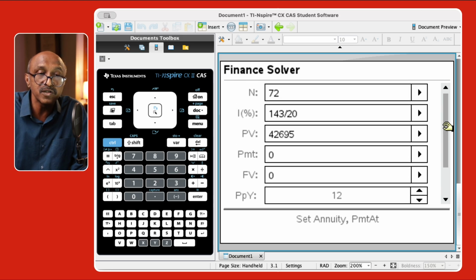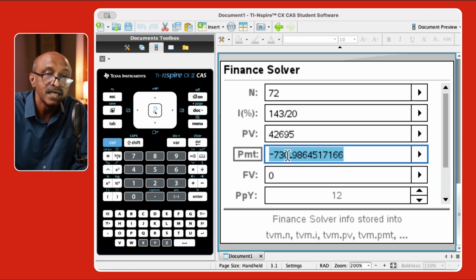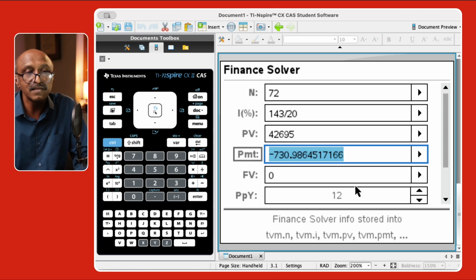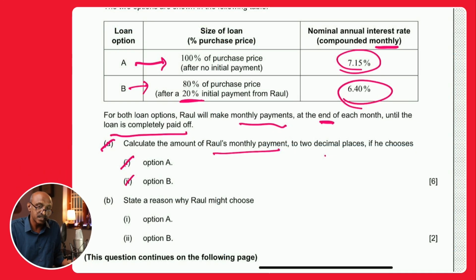Let's come back to the payment because that's what we are going to calculate. And remember, it's going to show in the negative sign when I hit enter. And it shows negative 730.98. I think the question said answer to 2 decimal places. Is that right? Let me just check that. To 2 decimal places. Okay, so it says negative, and now don't write negative. That is just for the calculator interpreting for you because the money is leaving your hand.